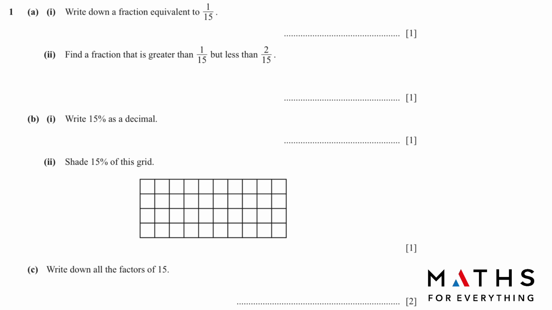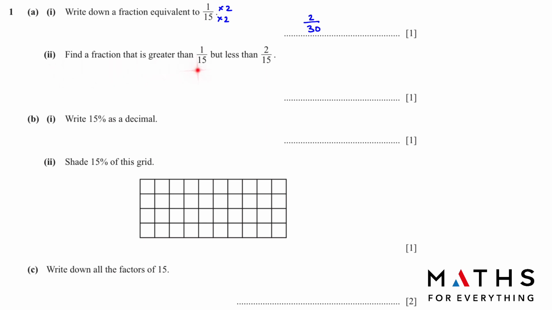Question number 1AI. Write down a fraction equivalent to 1 over 15. This is a very easy question. Multiply the numerator and denominator with one number. Like I'm taking 2, so I'm going to multiply 1 by 2 and 15 by 2. We will get 2 over 30. You could have multiplied by 3, by 4, any number which you want to choose.